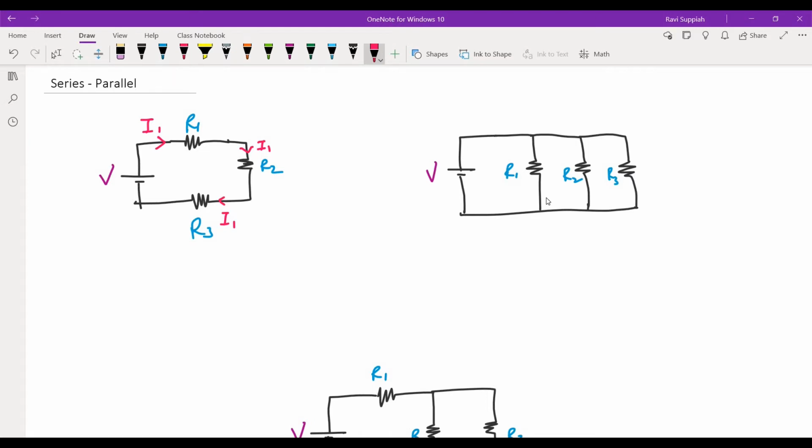So the total resistance is given as R1 plus R2 plus R3. So this is the formula for a series combination of resistors.